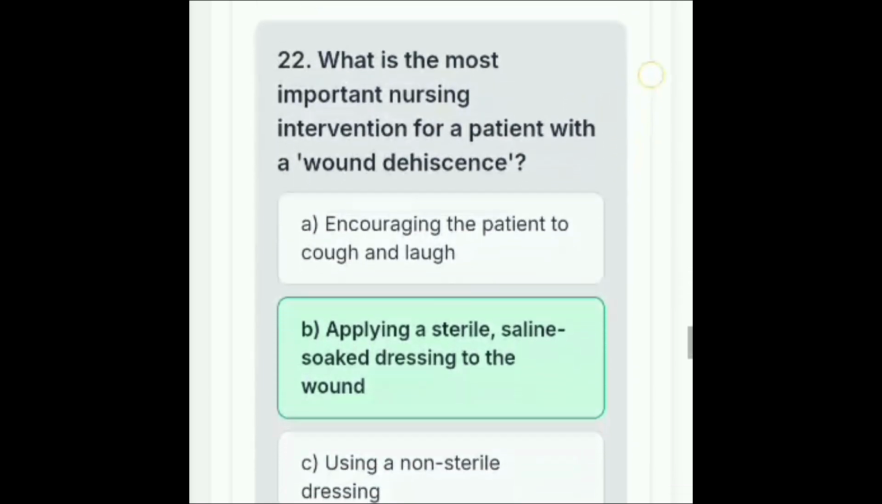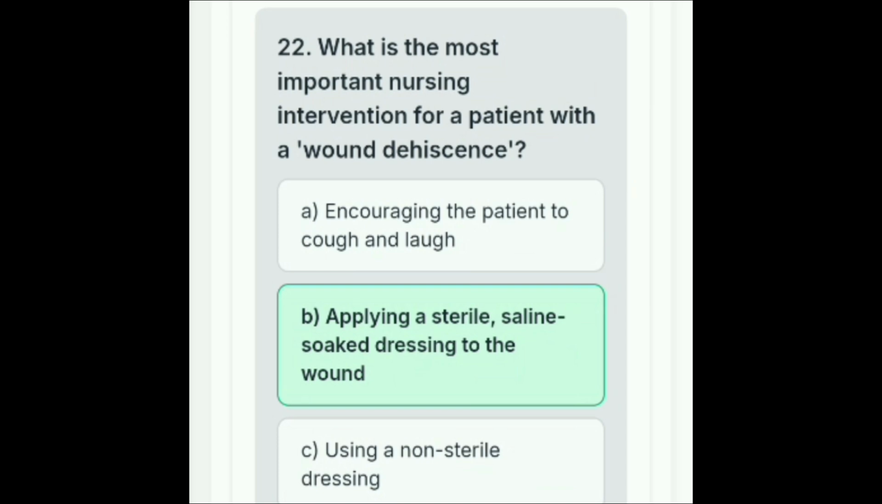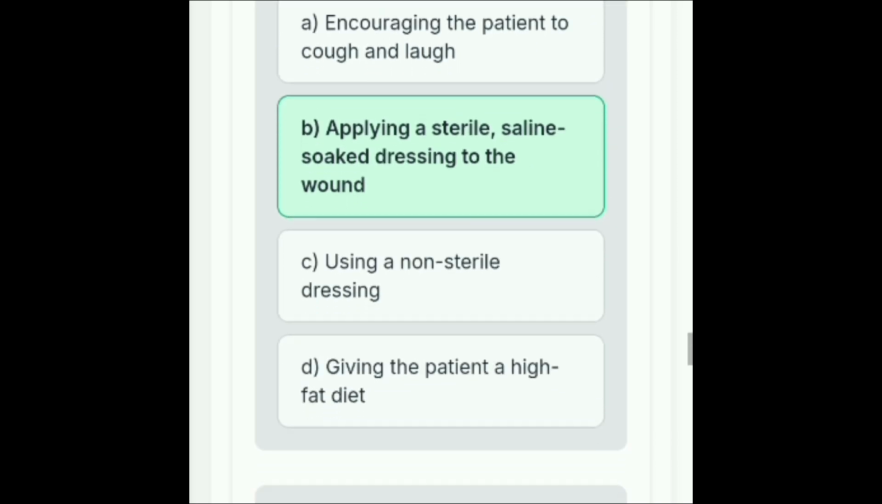So B is correct. What is the most important nursing intervention for a patient with a wound dehiscence? Option A, encouraging the patient to cough and laugh. Option B, applying a sterile saline soaked dressing to the wound. Option C, using a non-sterile dressing. And the D is giving the patient a high fat diet. So the B is the correct.